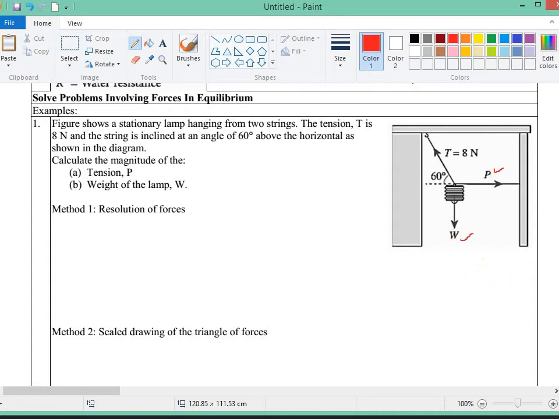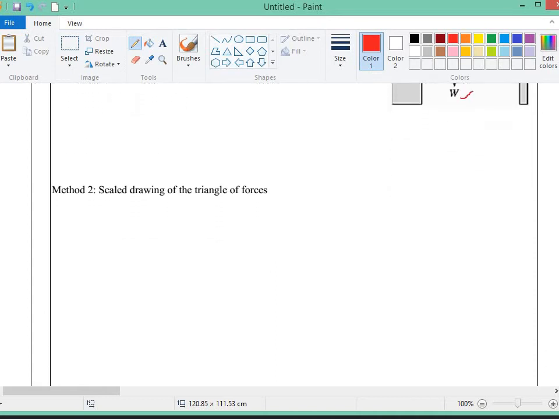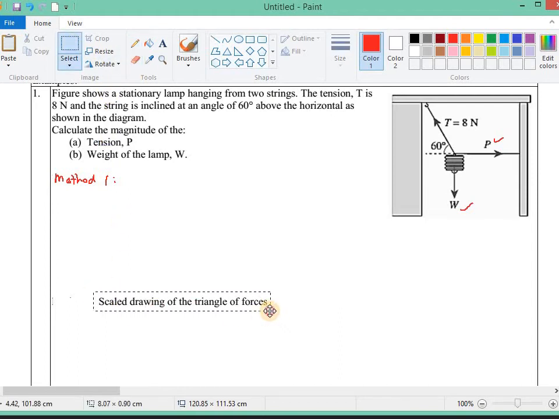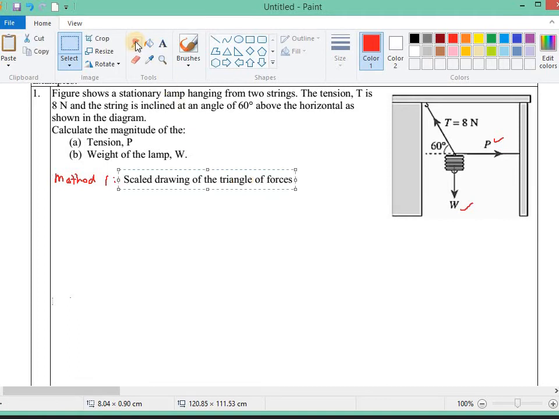Now you see here it says method 1, method 2, no need. Just cancel off this method 1, because although it can be used, it is too troublesome. So we just learn to do it with two methods. The first one is the scale diagram. Method 1 is scale drawing, a scale drawing of the triangle of forces.